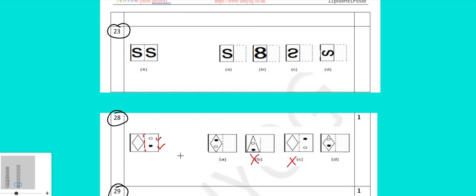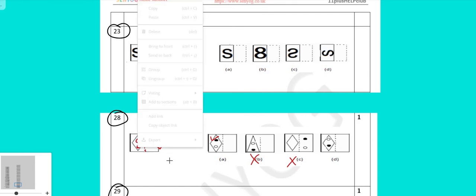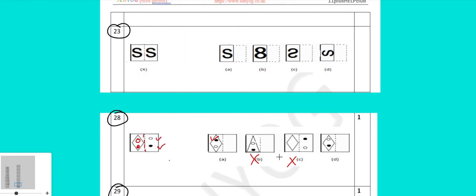But it won't be A here. Why? Because the black circle is placed above, whereas in the figure on the left we see that the white circle will be here and the black circle will come here. This will be our figure. So therefore A is not our correct answer, making D the right option here.